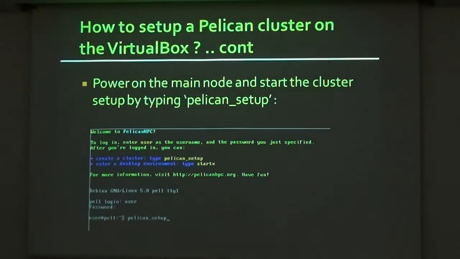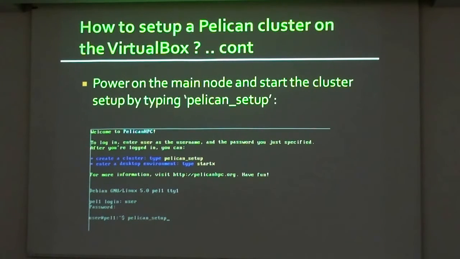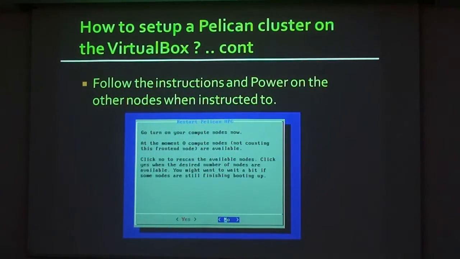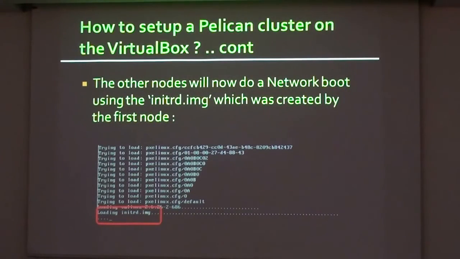Now, power on the main node and start the cluster setup by typing pelican_setup as shown in the figure. Now follow the instructions and power on the other nodes when instructed to. The other nodes will now do a network boot using the initrd image file which was created by the main node.